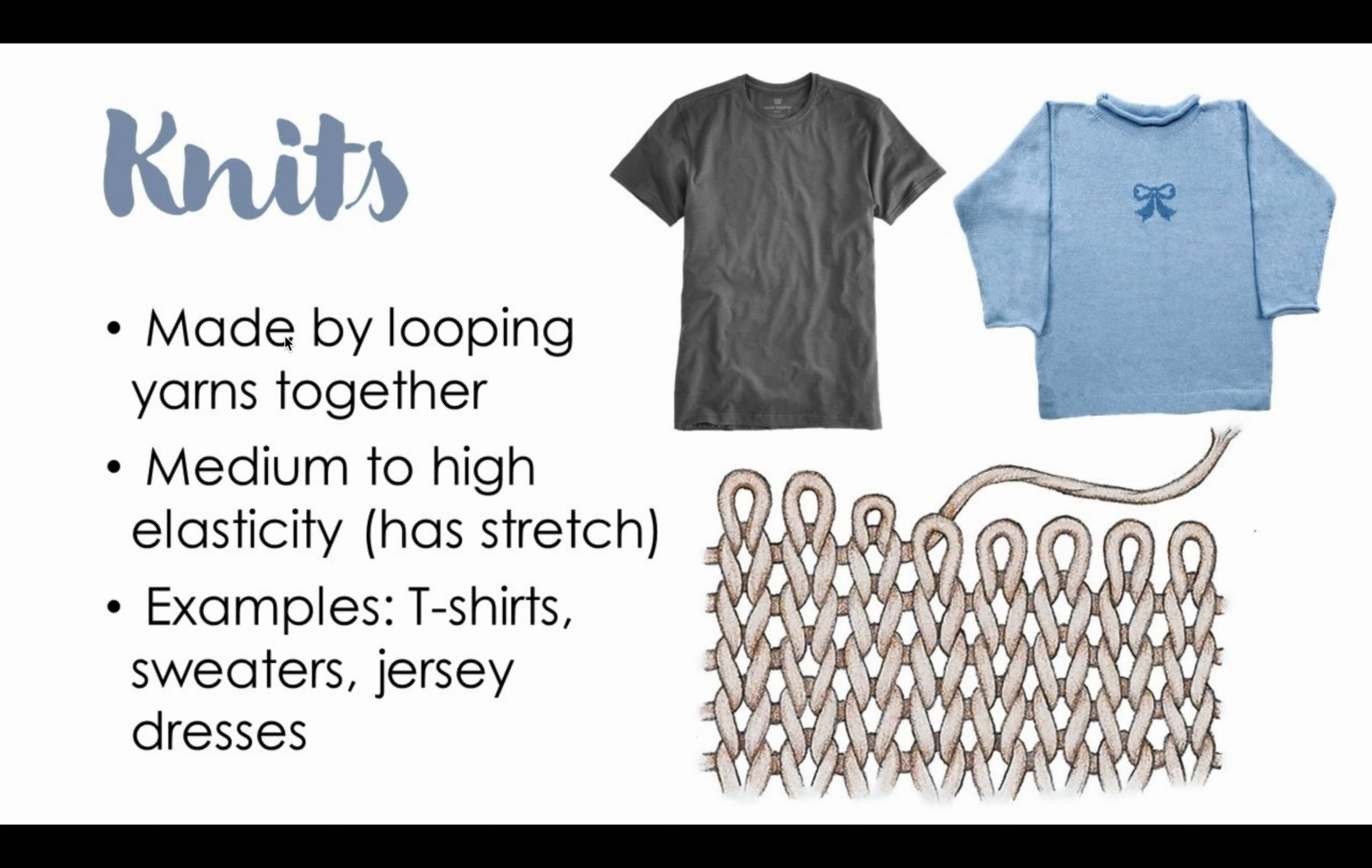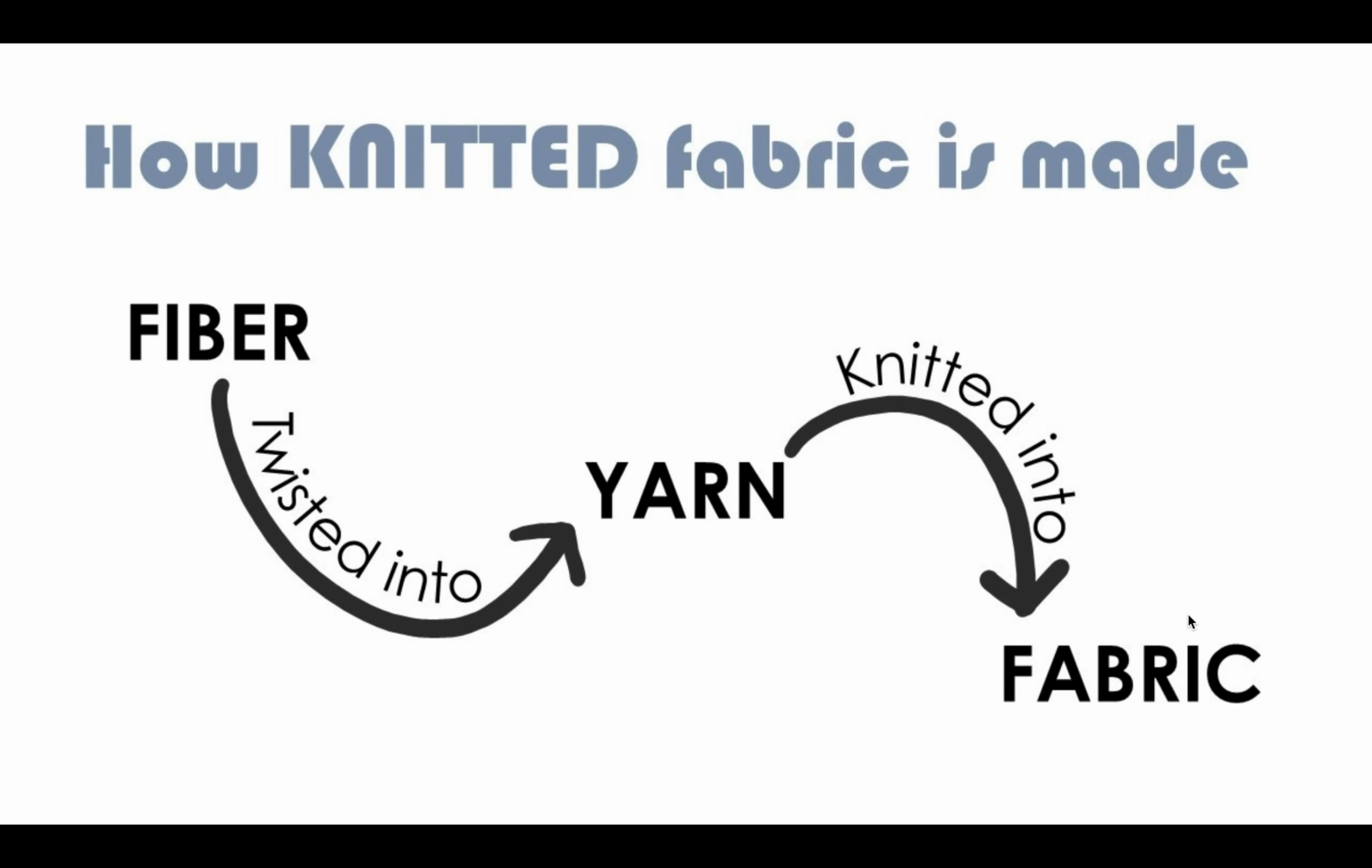Then you have knits, which are made by looping yarns together, and they have some elasticity. That means they have stretch. So that's why your t-shirt doesn't need a zipper or button to get into, or your sweater, because you can just stretch it over your head and then it will go back to its original shape. Examples would be t-shirts, sweaters, jersey dresses, and it has medium to high elasticity. This is kind of like a little drawing of it, but it's going to have loops. A lot of times it looks like rows of braids when it's a knit. So it's going to go from a fiber that's twisted into a yarn and then knitted into fabric.